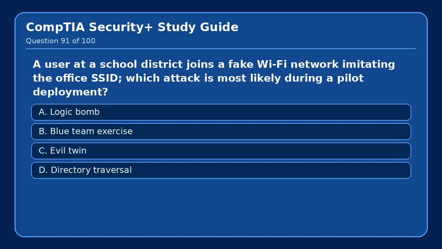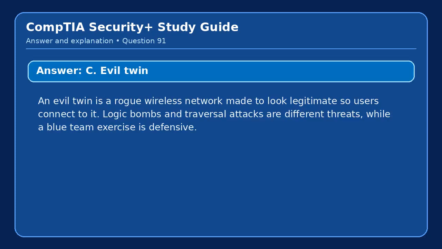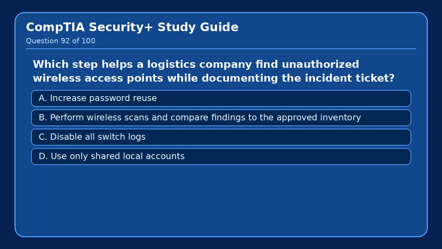Question 94. Which tool category helps a manufacturing plant detect suspicious process behavior across endpoints before the production rollout? A. Analog modem. B. Endpoint detection and response. C. Cable toner only. D. Label printer. Take a moment to choose your answer. The answer is B. Endpoint detection and response. EDR monitors endpoint activity and can detect, investigate, and respond to suspicious behavior. Modems, label printers, and cable toners do not provide endpoint behavioral security monitoring.